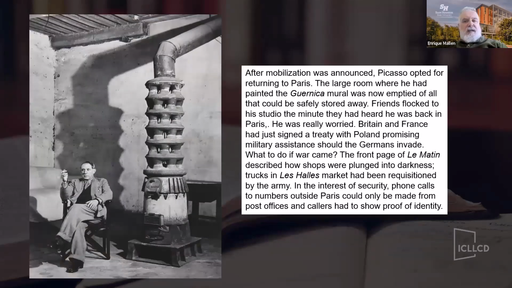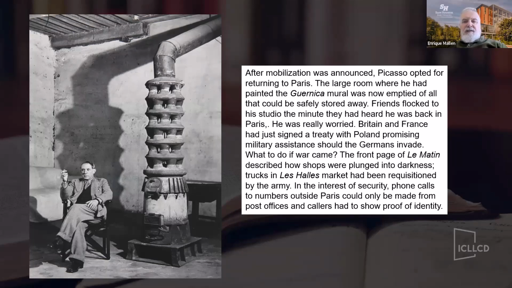After mobilization was announced, Picasso surprisingly opted for returning to Paris. The large room where he had painted the Guernica mural was now emptied of all that could be safely stored away. Friends flocked to his studio the minute they had heard he was back in Paris. He was really worried. Britain and France had just signed a treaty with Poland promising military assistance should the Germans invade. What to do if war came?